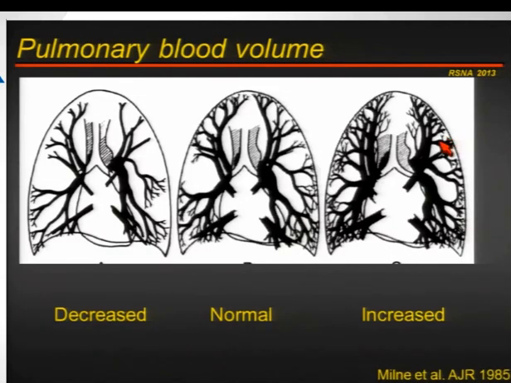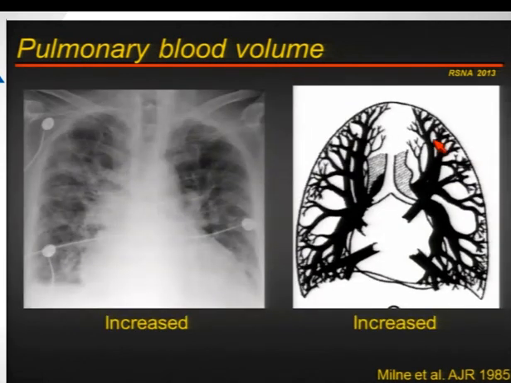Pulmonary blood flow is the next parameter to talk about. Pulmonary edema very rarely comes with decreased or normal blood volume, but increased blood volume can be seen, and it actually corresponds to pulmonary vessels that are extending toward the very periphery of the lungs.